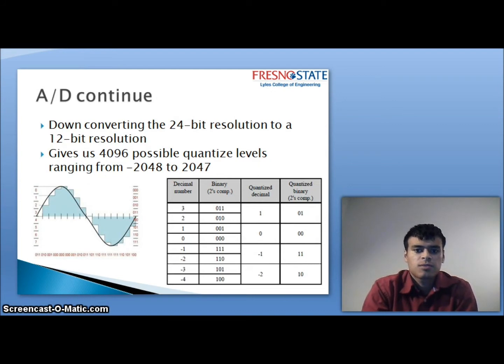Since it has a 24-bit resolution, we don't need that high of a resolution, and it would take up too much memory, so we decided to downconvert it to a 12-bit resolution. This gives us 4096 possible quantized levels, ranging from negative 2048 to 2047.